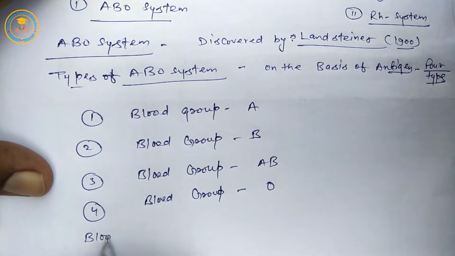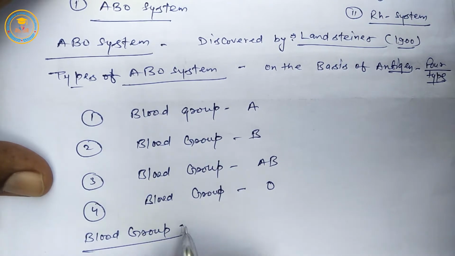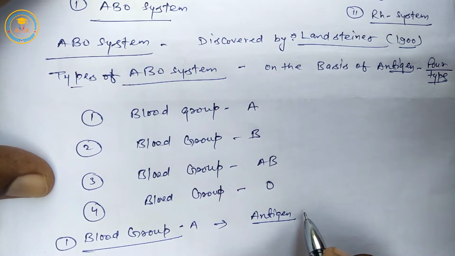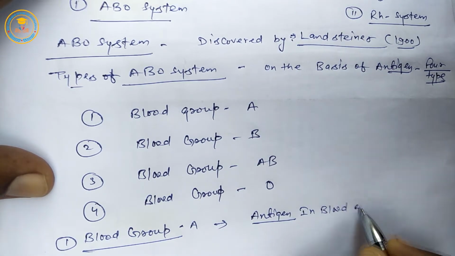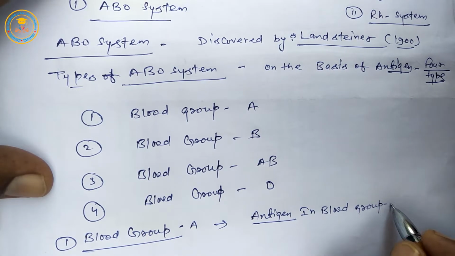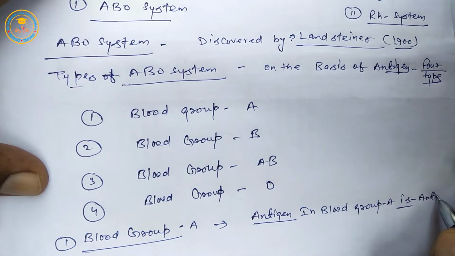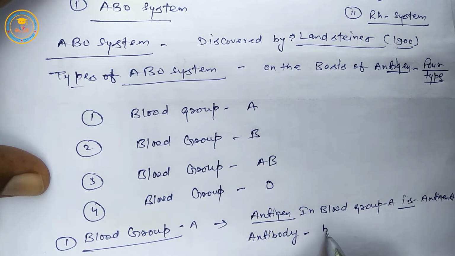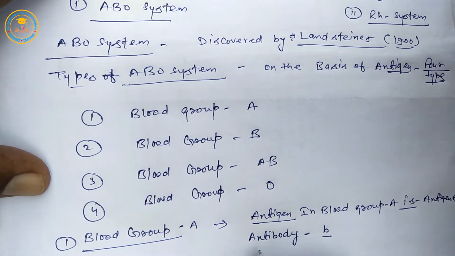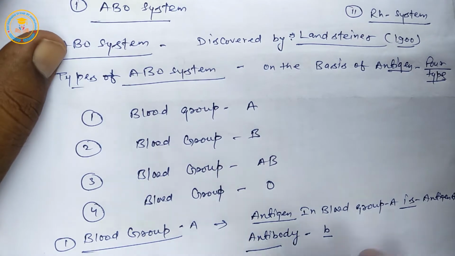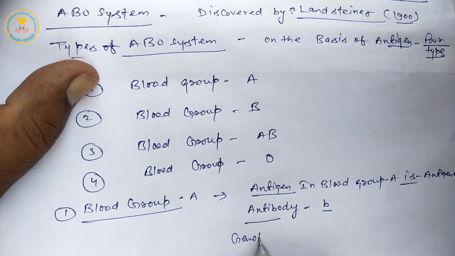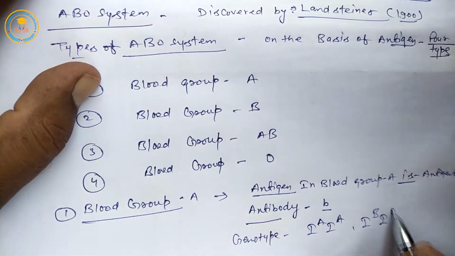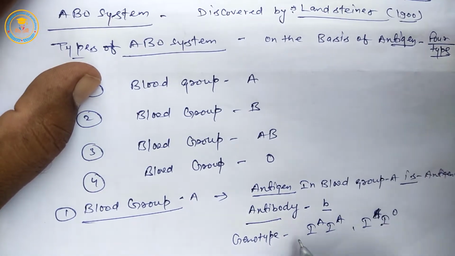First is blood group A. The antigen in blood group A is antigen A. Next, the antibody is B. Students, antigens are located on the RBC surface, but antibodies are located in plasma. Next, the genotype is IA IA, IA I0.